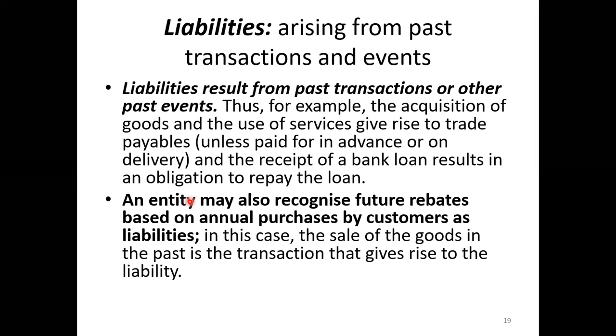An entity may also recognize future rebates based on annual purchases by customers as liabilities. In this case, the sale of the goods in the past is the transaction that gives rise to the liability of future rebates. For example, when you purchase items in bulk, the supplier will give you a future voucher.